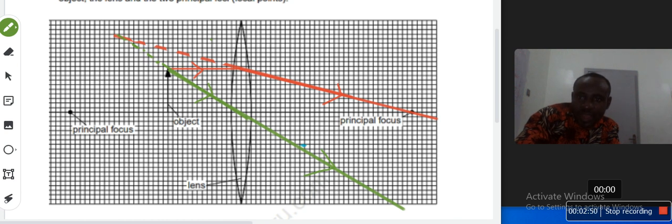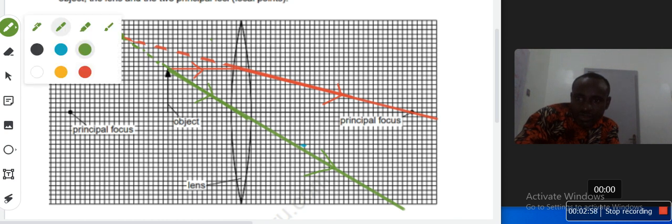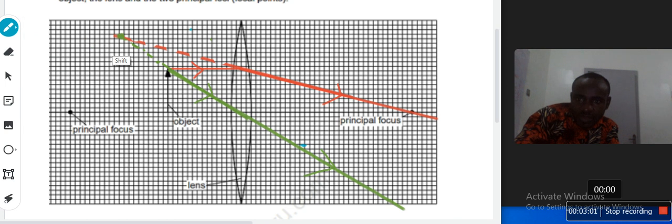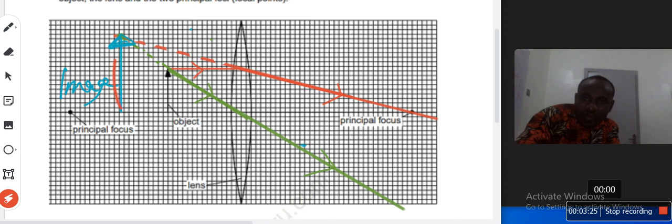So where the rays appear to meet is where the image is formed. The image is formed here. So we can draw the image. Let me use a blue line to draw the image, here, where the rays appear to meet. As you can see, the image is upright. That's the image, whereas this is the object. You can see that the image is bigger than the object, so the image is enlarged. And of course, it is virtual because the rays do not actually meet here.